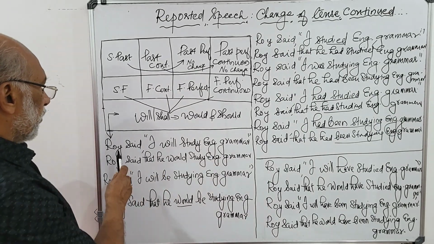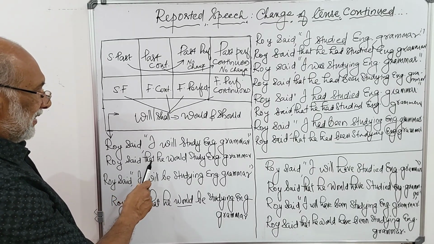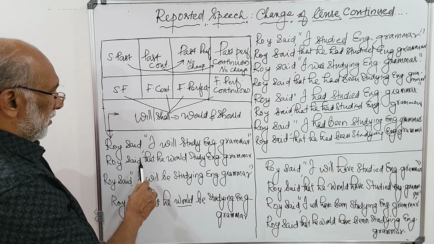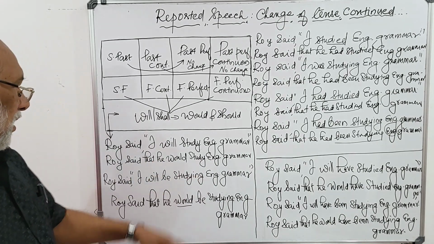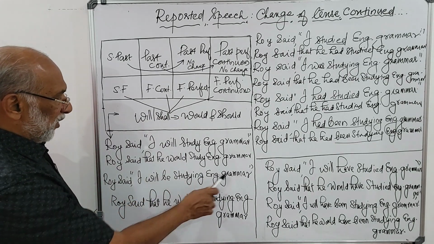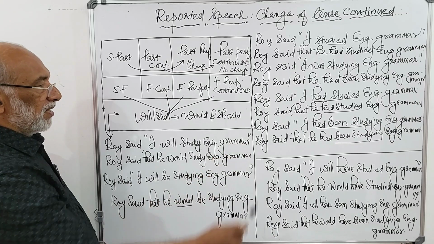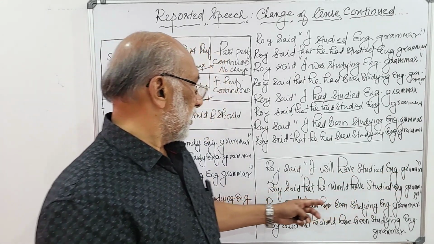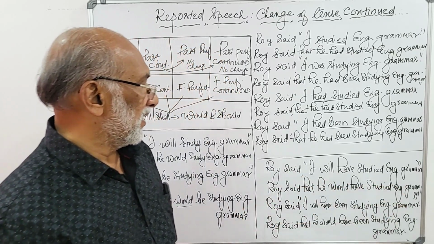Let's see. Roy said, I will study English grammar. Roy said that he would study English grammar. So other rules are there. That is added. I became he. Okay. Then Raju said, I will be studying English grammar. Raju said that he would be studying English grammar. Roy said, I will have studied English grammar. Roy said that he would have studied English grammar.